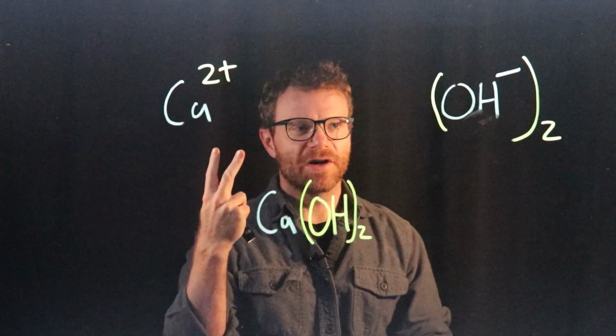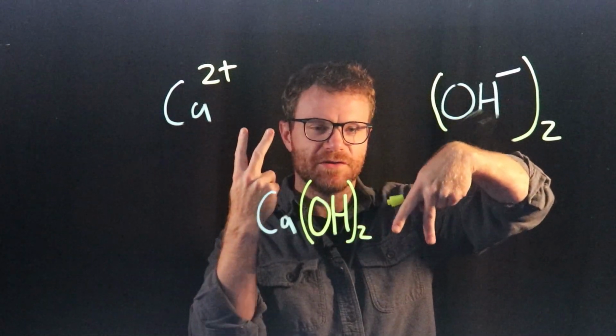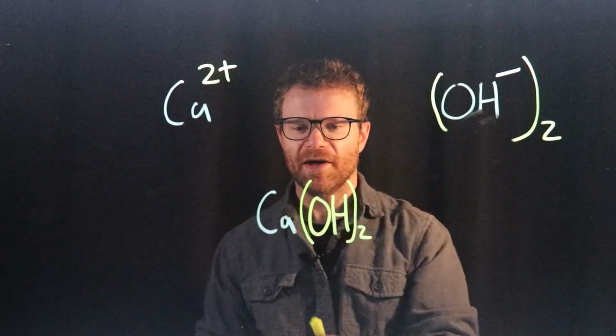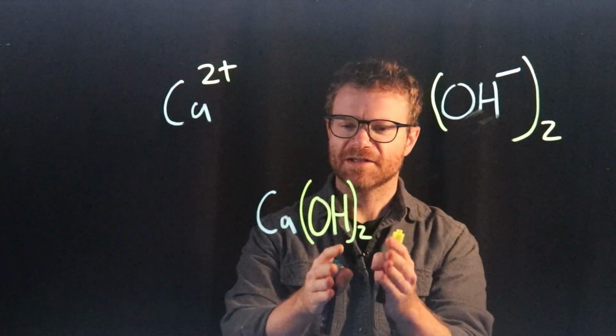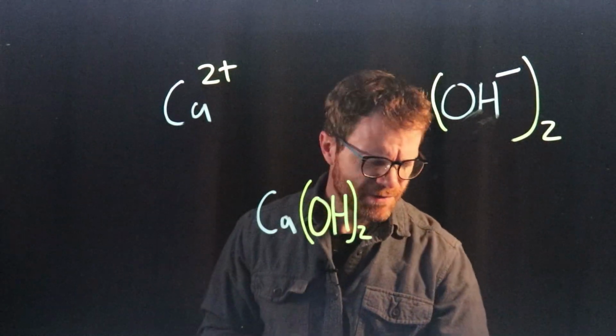Calcium's got a +2 charge. Each of those hydroxides has a -1 charge, and there's 2 of them. So +2, -2, they cancel out and form a stable ionic compound, calcium hydroxide. Okay, let's keep practicing these examples.